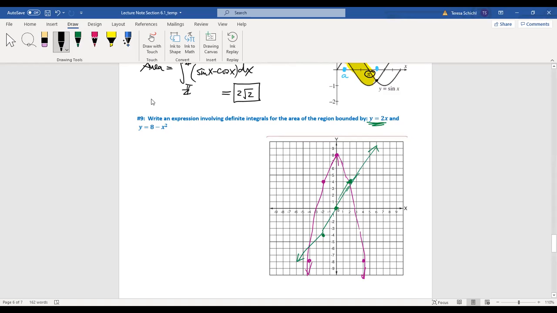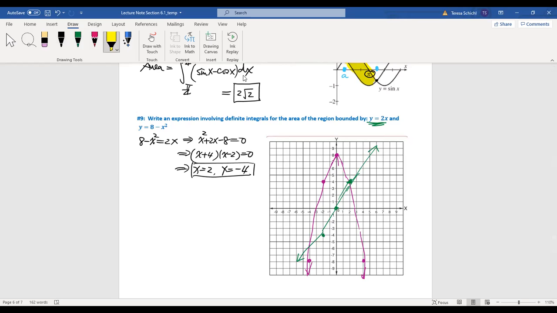So I cannot just look at the intersection point, so I need to physically solve it. So I will say y equal to 8 minus x squared will be equal to 2x. So let's solve it. This will be x squared plus 2x minus 8 equal to 0. Factor, right? So I will have x equal to 2 and x equal to -4 here. So this is my intersection point.